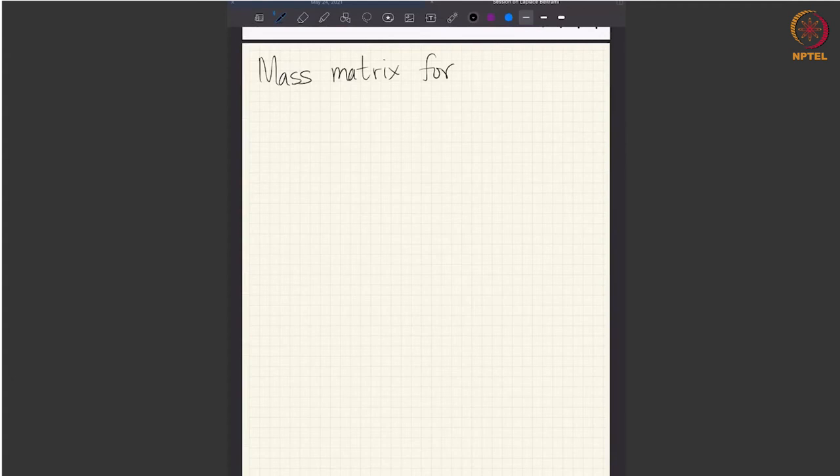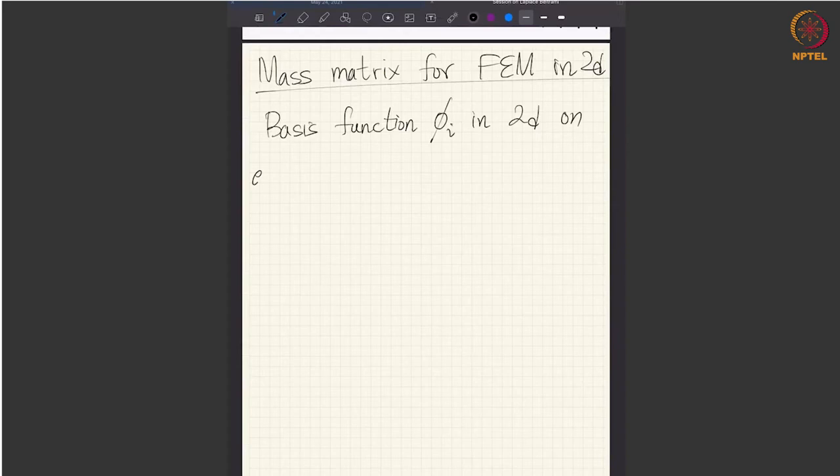Okay, so this is what I prefer. Okay, so mass matrix for FEM in 2D. So that is the question. And maybe now I can show you what the basis function in 2D looks like as well, a figure I should have added to my slide. But basis function phi i in 2D on a triangle mesh. Let me first show you that, and hopefully we'll make some things easier.